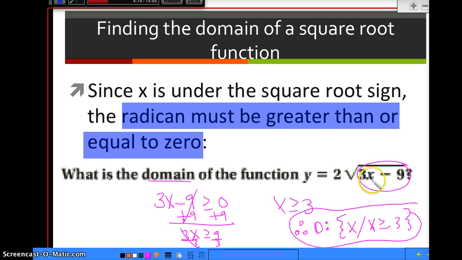If you put 3 in here, 3 times 3 is 9, 9 minus 9 is 0, that works. If I put something less than 3, which shouldn't work, like 2, 3 times 2 is 6, 6 minus 9 is negative 3. Can't have a negative, so that's why it has to be greater than or equal to 3.